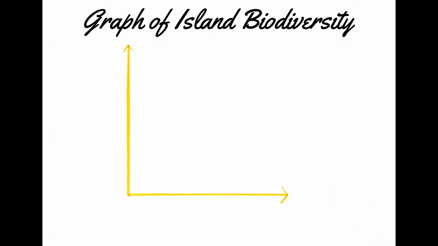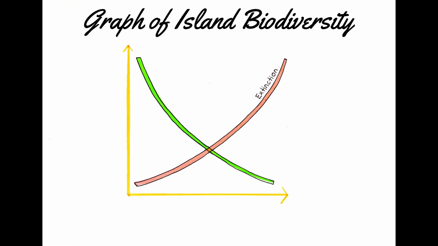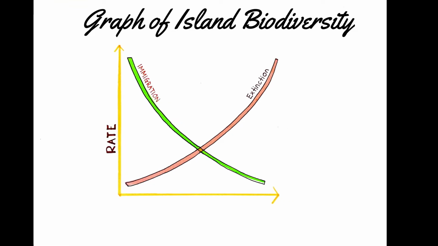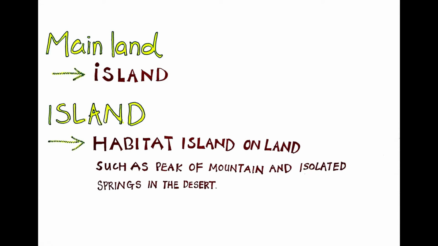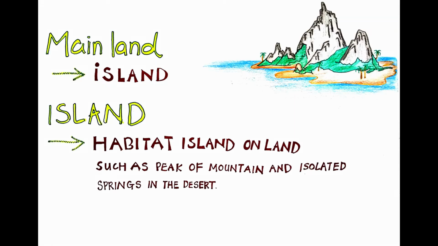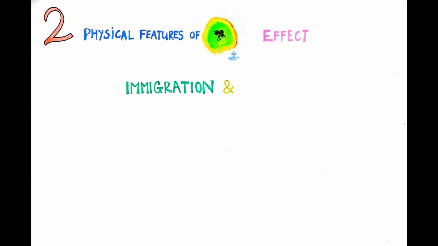This is the island diversity graph. On the x-axis, we can see the number of species present. On the y-axis, we can see the rate of immigration or extinction. For the target island, we will use mainland and island. An island is a habitat isolated on land, such as the peak of a mountain or isolated springs in the desert.